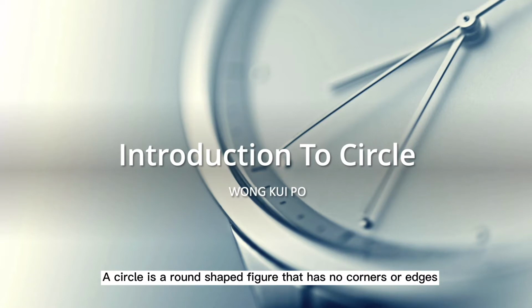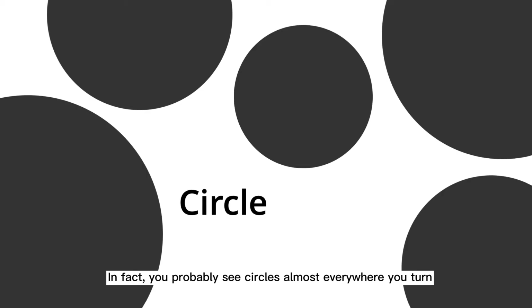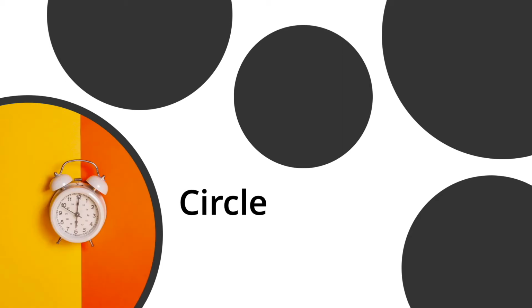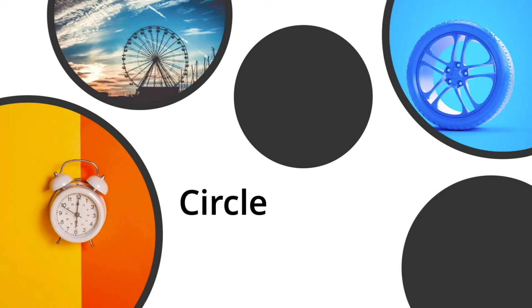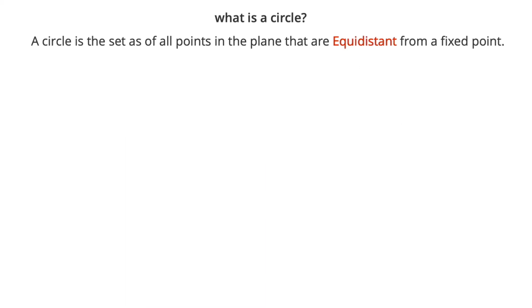A circle is a round-shaped figure that has no corner or edges. In fact, you probably see circles almost everywhere you turn, like clock, Ferris wheel, car wheel, compass, and donut. But mathematically, what is a circle? In geometry, a circle is the set of all points in the plane that are equidistant from a fixed point. And the best way to understand, we see it in action.